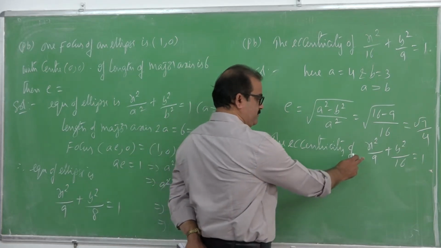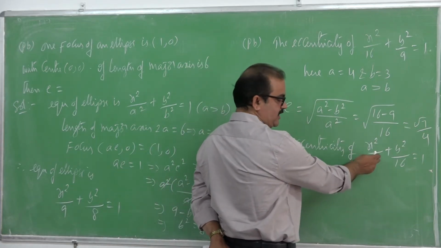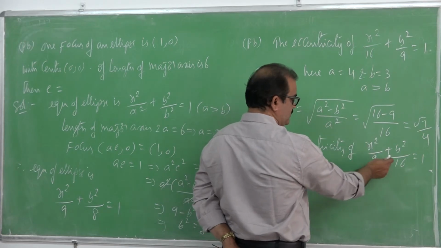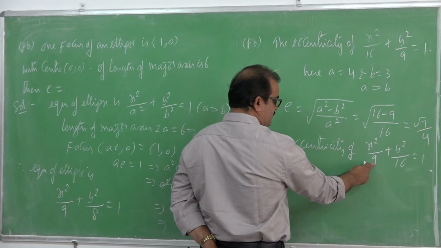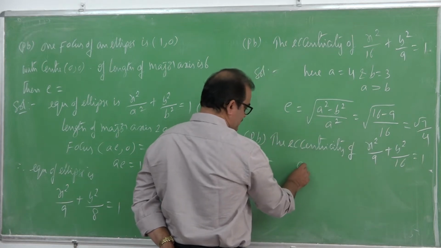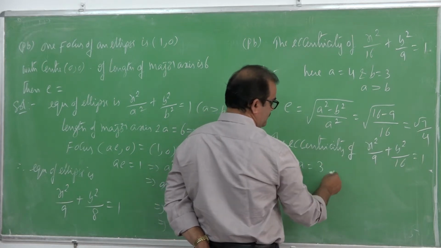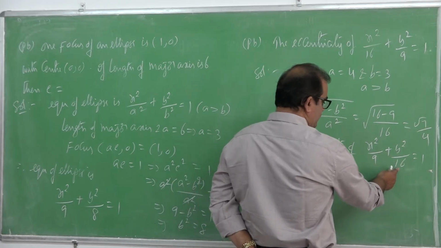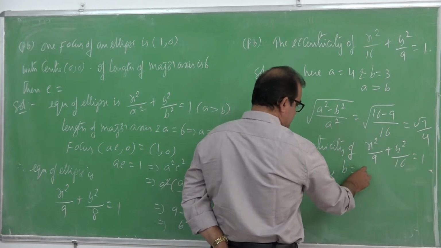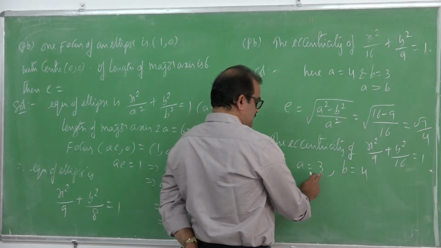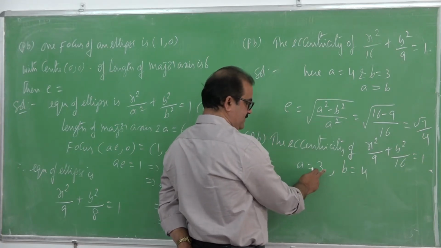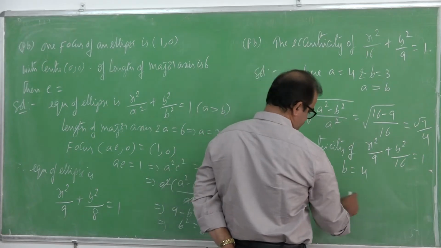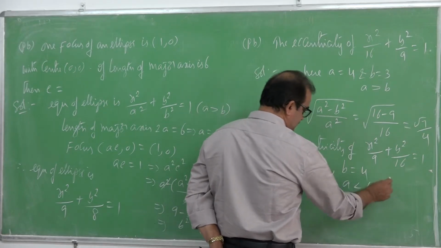Here also compare the given equation with the standard form, x square by a square plus y square by b square is equal to 1. Then what is a square? 9. If a square is 9, a is 3. Next, b square is 16, then b is equal to 4. See, either a is greater than b or a is less than b. Clearly a is less than b.